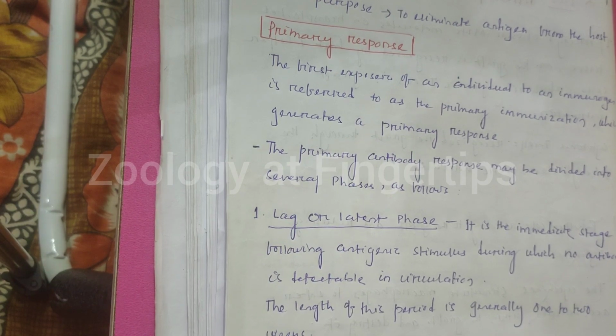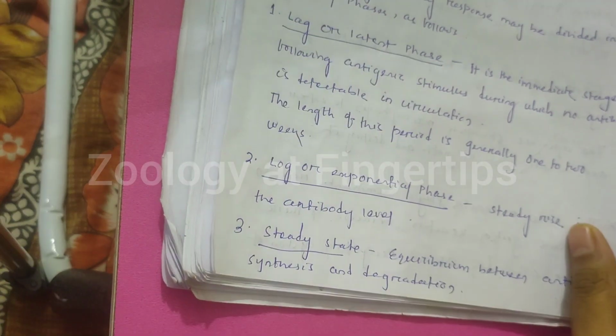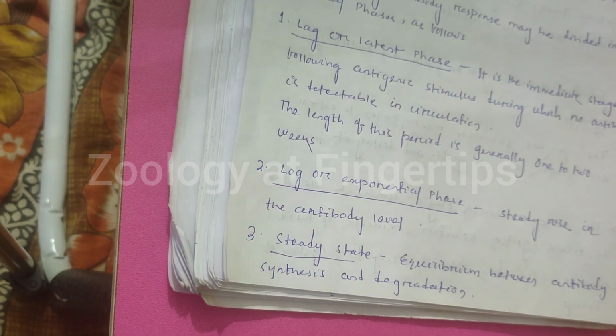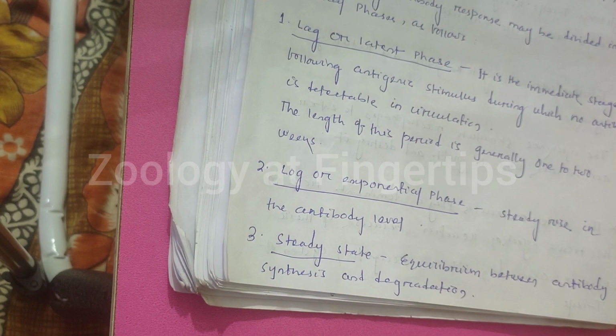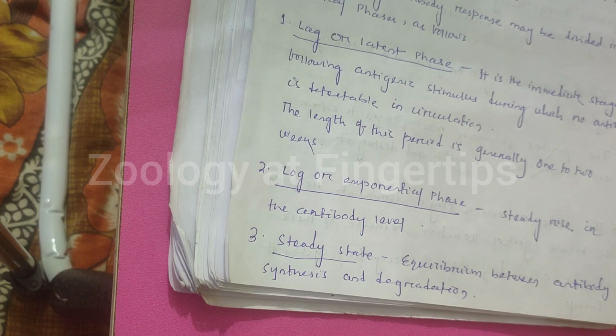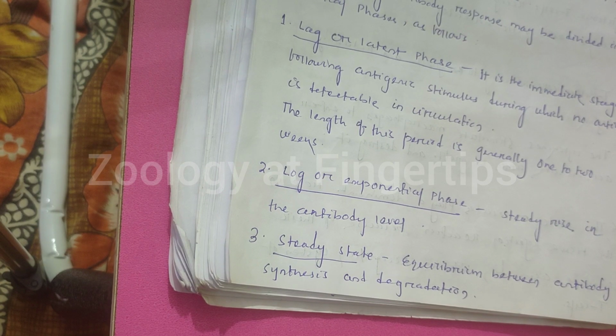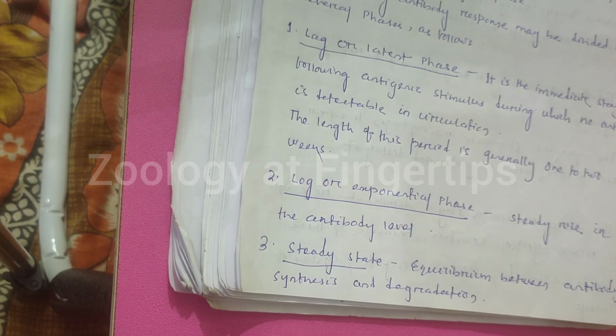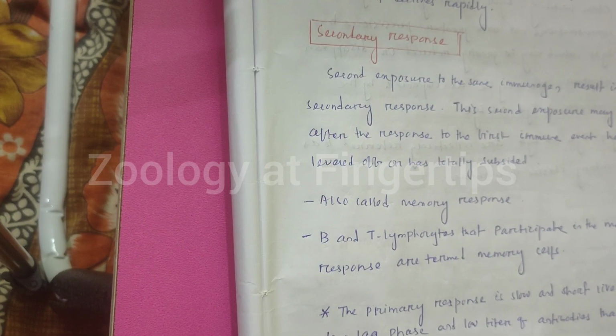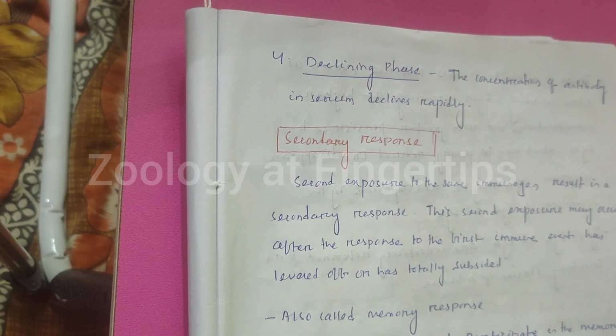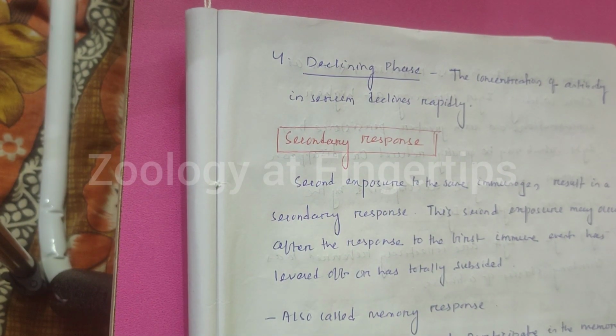Next phase is the exponential phase. In this phase, there is a steady rise in antibody concentration in the serum. Next phase is steady state. There is an equilibrium between antibody synthesis and its degradation. There is an equal amount of antibody which is synthesized or degraded. The last phase is declining phase. Here the concentration of antibodies in the serum declines rapidly.